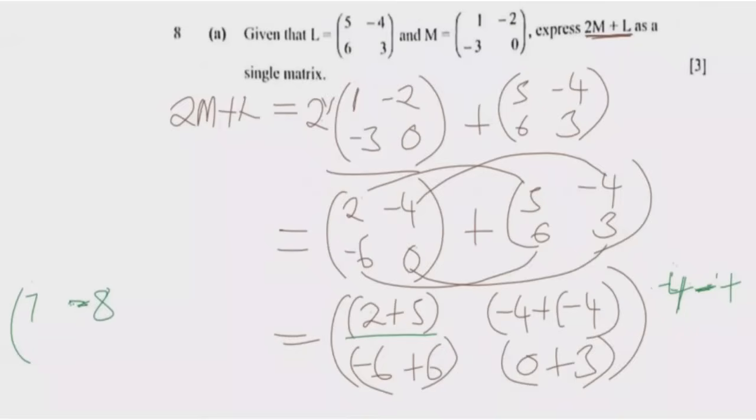Then we say negative 6 plus 6. Now the numbers are equal, which means they neutralize each other and give us 0. Then 0 plus 3 will give us 3. And this is the final matrix. So 2 multiplied by matrix M plus L will give us 7, negative 8, 0, 3. So that is the answer.